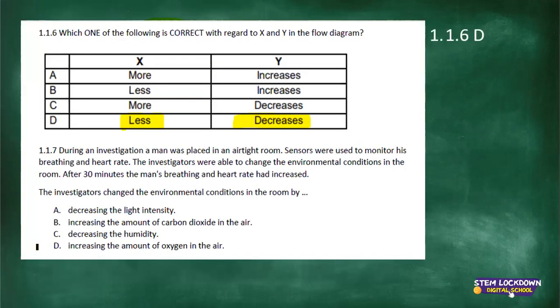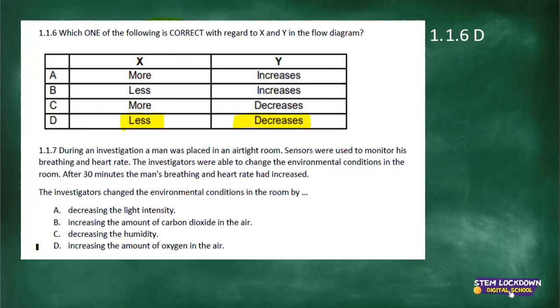Question 1.1.7. During an investigation, a man was placed in an airtight room. Sensors were used to monitor his breathing and heart rate. The investigators were able to change the environmental conditions in the room. After 30 minutes, the man's breathing and heart rate had increased.